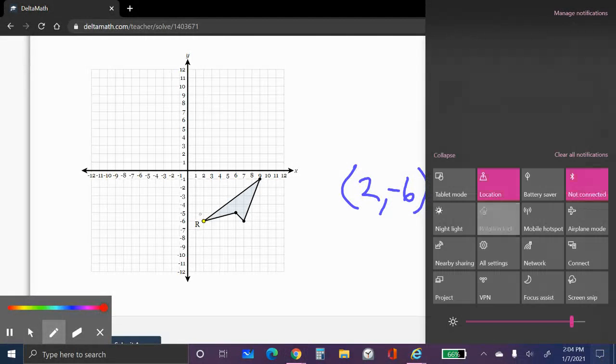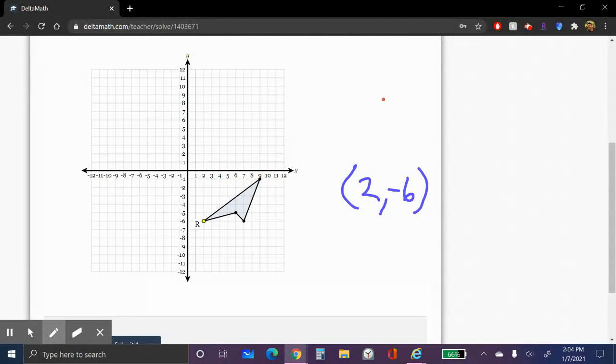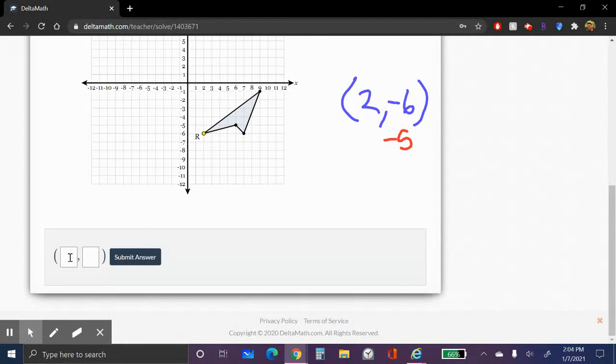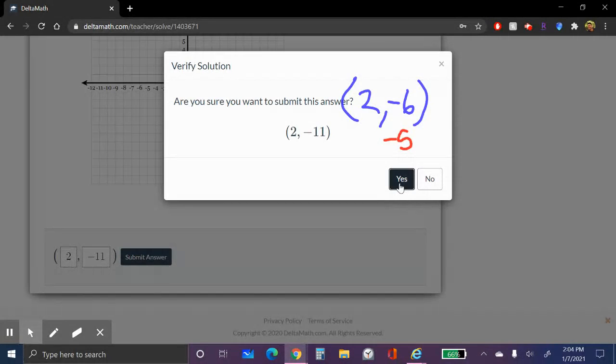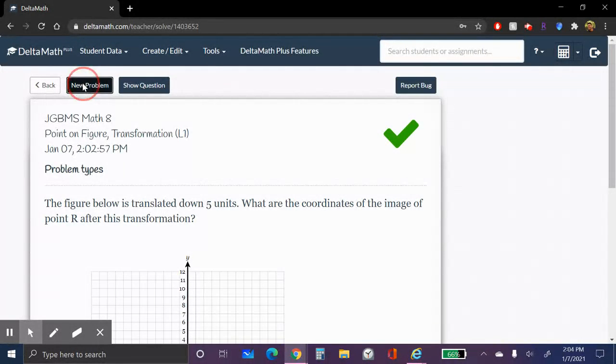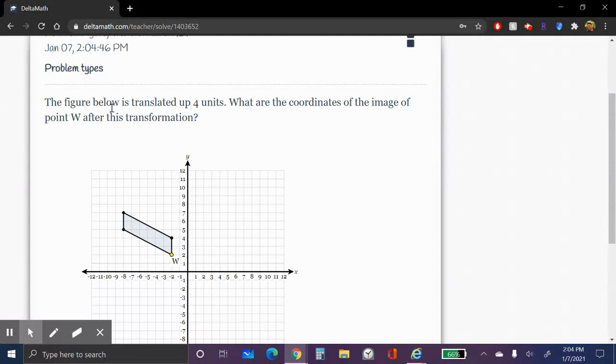5, I would, oops, didn't want to hit that one. You would just change the y value by subtracting 5. So instead of 2, -6, you get 2, -6 minus 5. Use your calculator, unless you can do it in your head, is -11. Bam. And it does that. All right, let's look at another one.